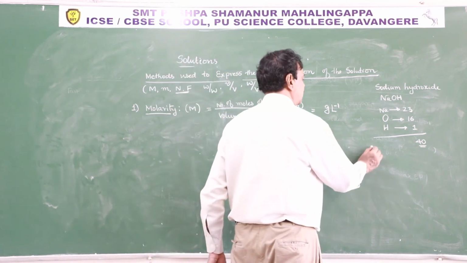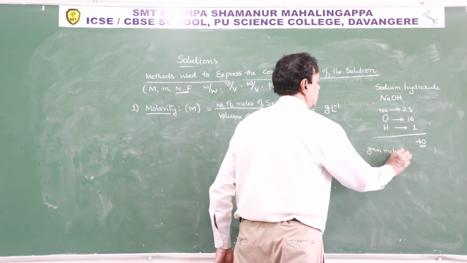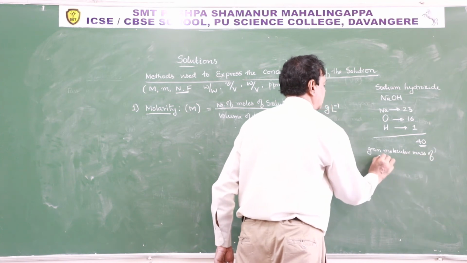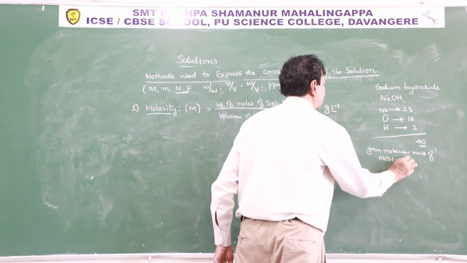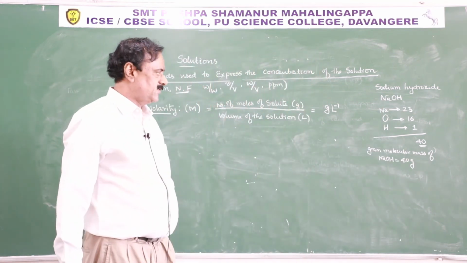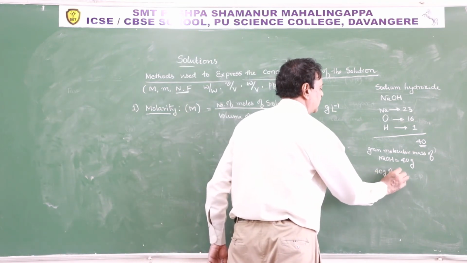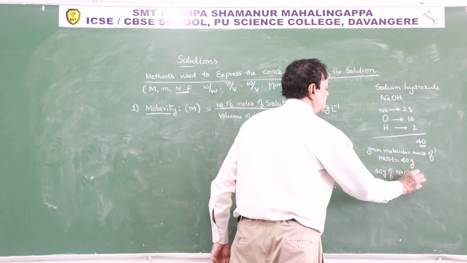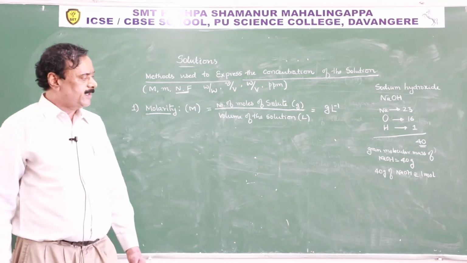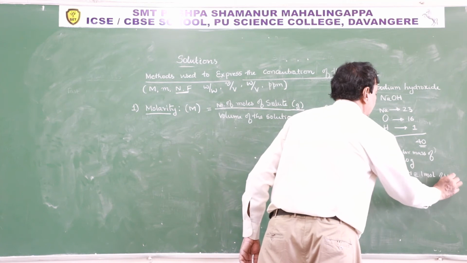Gram molecular mass of sodium hydroxide is 40 gram. This implies that 40 gram of sodium hydroxide corresponds to 1 mole of sodium hydroxide.